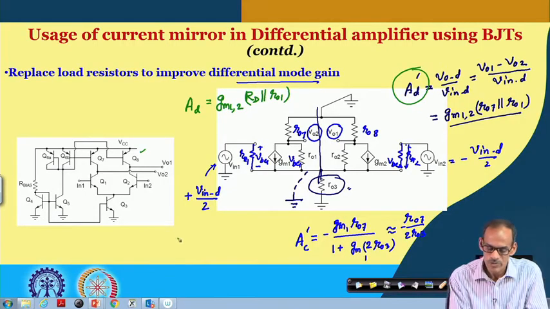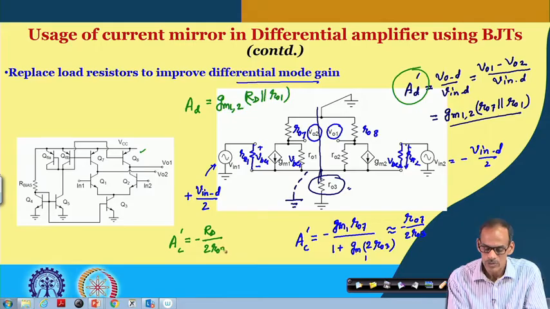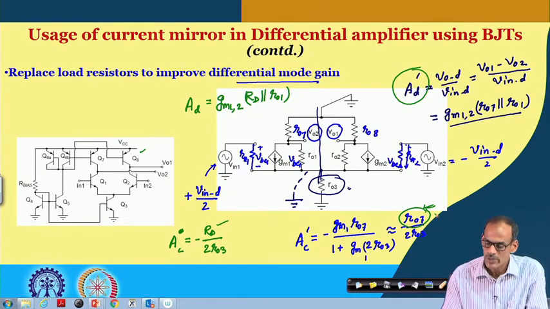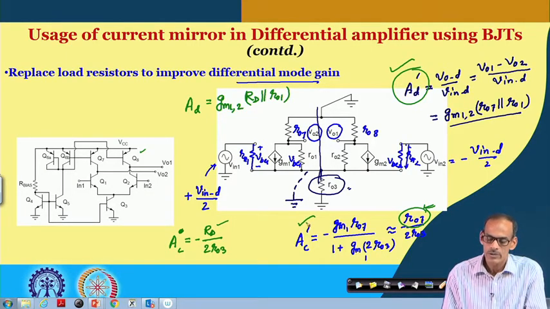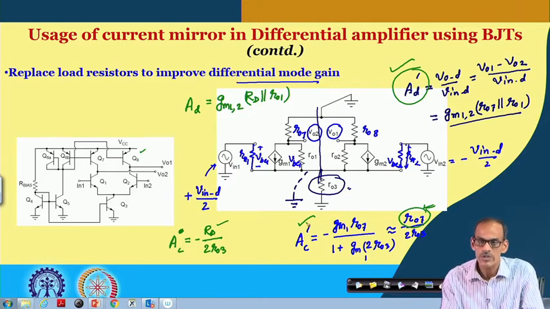This is in comparison with the previous circuit common mode gain, which was minus R d divided by 2 times R o 3. So, here of course the common mode gain increased with respect to R d. Here we have R o 7, which is much higher, but if I consider the ratio of differential mode gain divided by common mode gain, that remains unchanged. In fact, the ratio is important, which is referred to as the common mode rejection ratio.